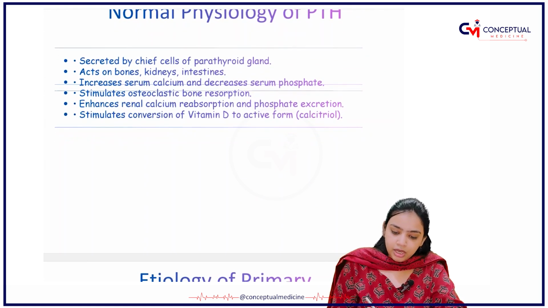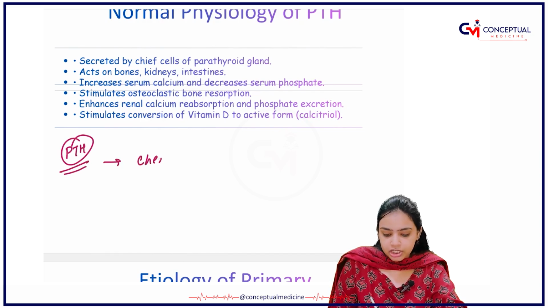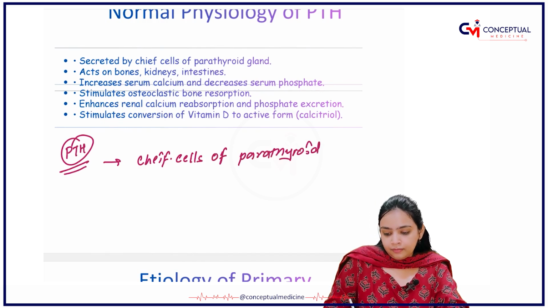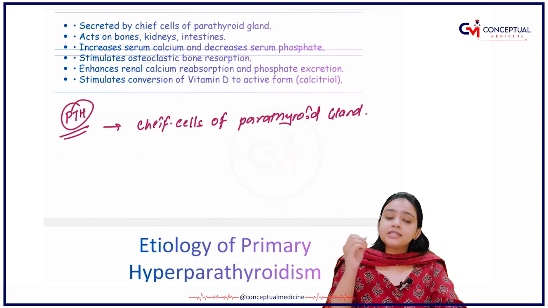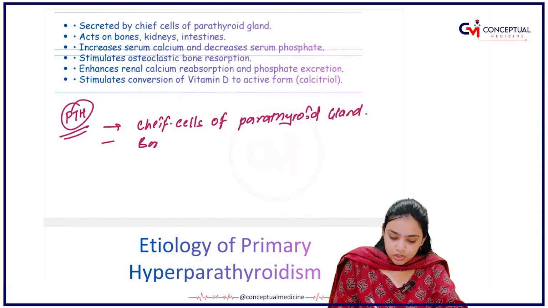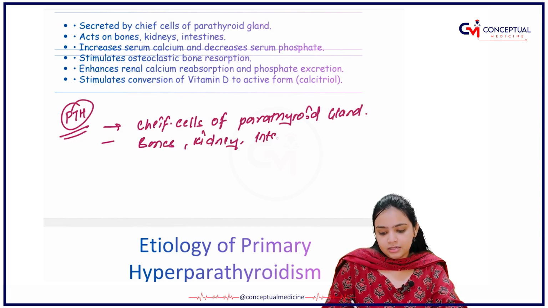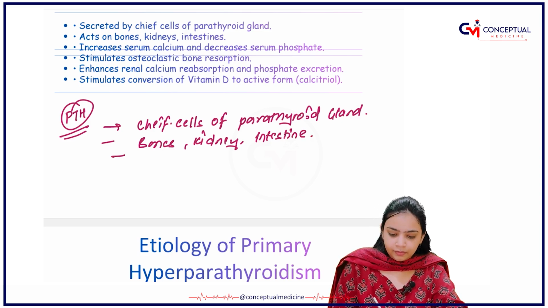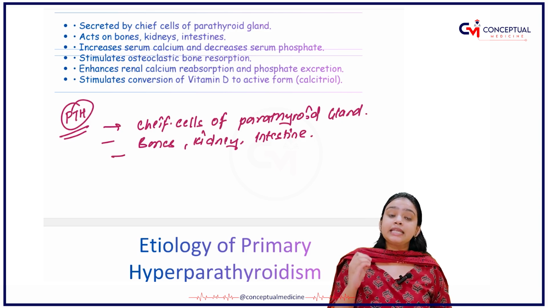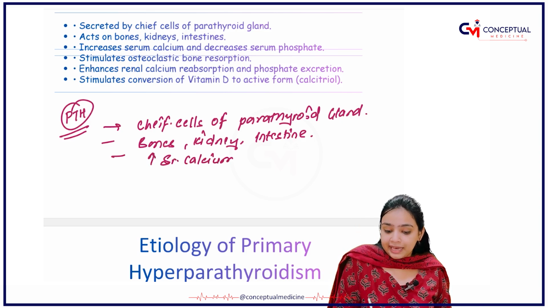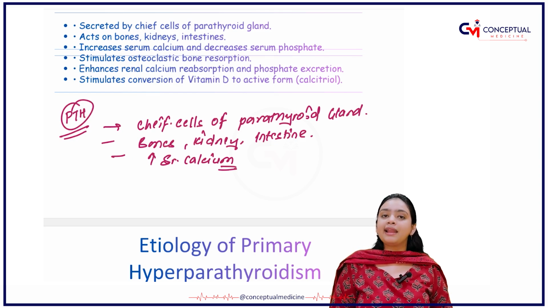Now let's see the normal physiology. What we need to understand is that parathyroid hormone is secreted by the chief cells of your parathyroid gland. They act on your bones, your kidney, and also your intestines. Now there is an increase in the level of serum calcium. So calcium plays a very important role with parathyroid hormone.